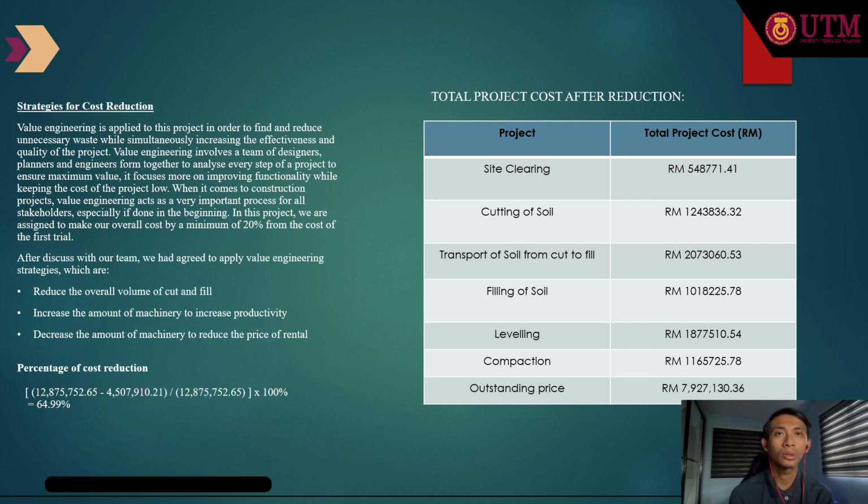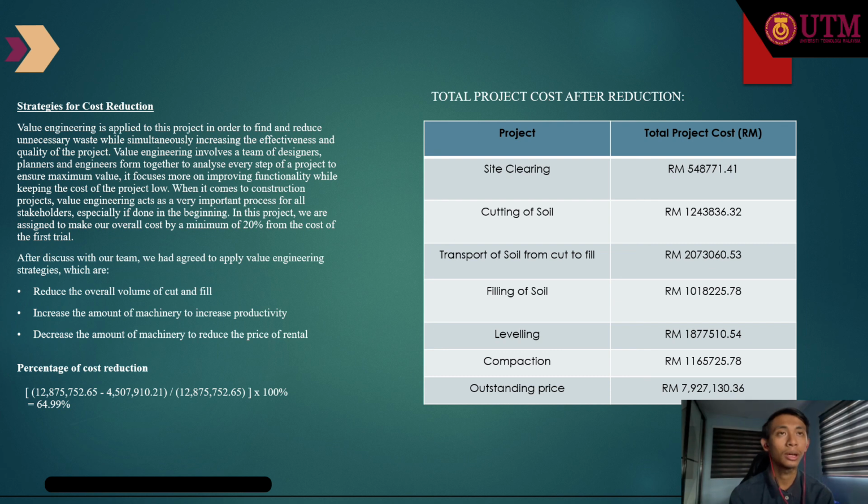When it comes to the construction project, value engineering acts as a very important process for all stakeholders, especially if done in the beginning. In this project, we are assigned to reduce our overall cost by a minimum of 7% from the cost of the first trial. After we discussed with our team, we agreed to apply value engineering strategies. We reduce the overall volume of cut and fill, increase the amount of machinery to increase the productivity, and decrease the amount of machinery to reduce the price of rental.